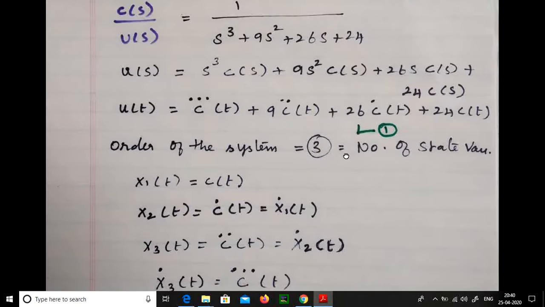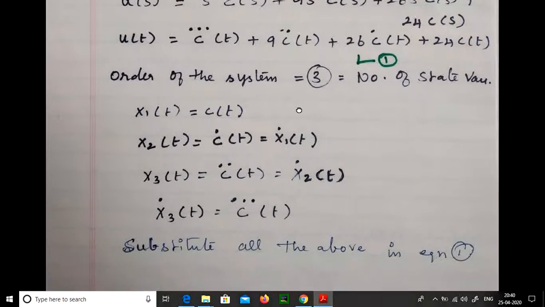Now, in the time domain we have written the u of t equation, the input equation. This is a differential equation, and the order of this equation is 3. The number of state variables is equivalent to the order of the system, so the number of state variables is 3.